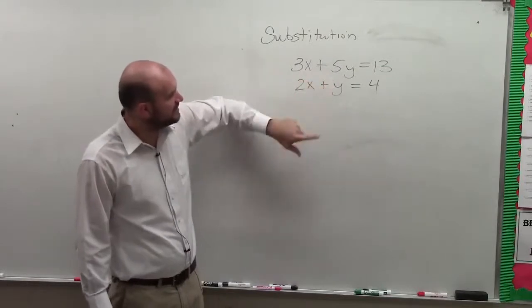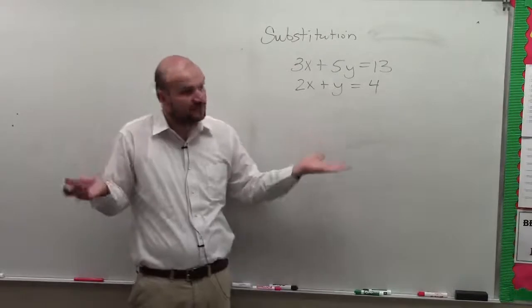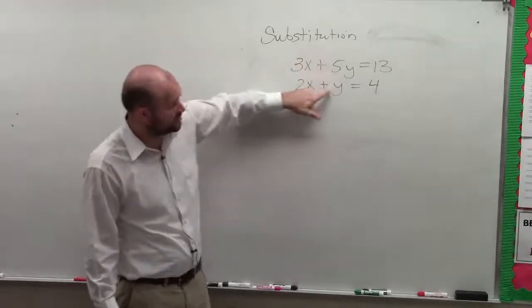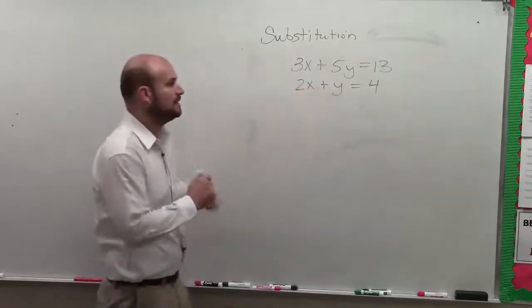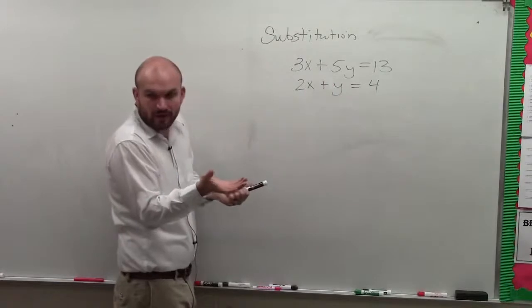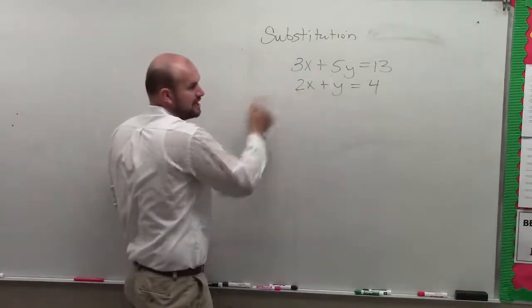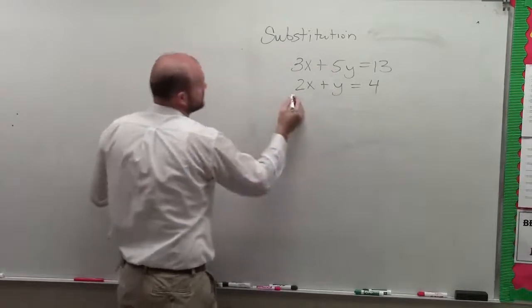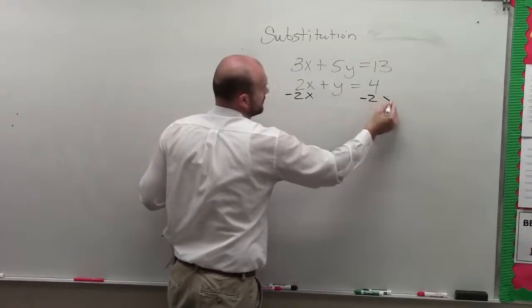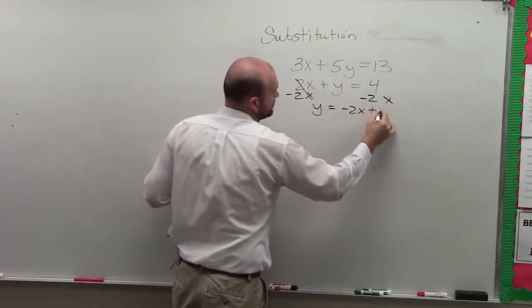So how do we use substitution, and why is it important when we have a coefficient of 1? The reason being is because whatever variable has a coefficient of 1 or -1, and even if you have 2 of them, just pick which one you want to solve for. But this is the only variable that has a coefficient of 1, correct? So I am going to solve for that variable. Because when it has a coefficient of 1, I don't need to undo multiplication or division, right? I just need to undo addition or subtraction. So I'm going to subtract a 2x from both sides. Therefore, now I have y equals -2x plus 4.